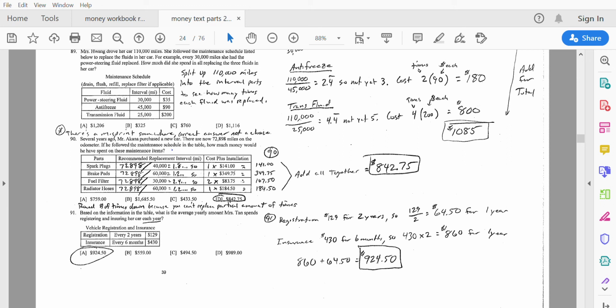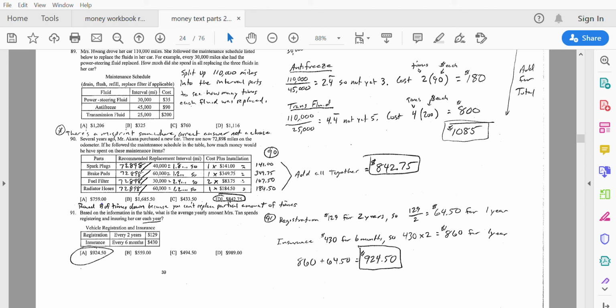But this is stuff you have to pay for. So it says, how much would she have to pay for each year? Okay, so registration, it says every 2 years she has to pay $129. So if it's $129 for 2 years, we take that cost divided by 2 to figure out how much is in 1 year. So you get $64.50 for 1 year, because if you take 64.50 times 2, that gives you the 129.